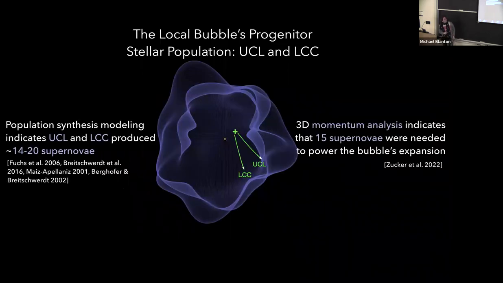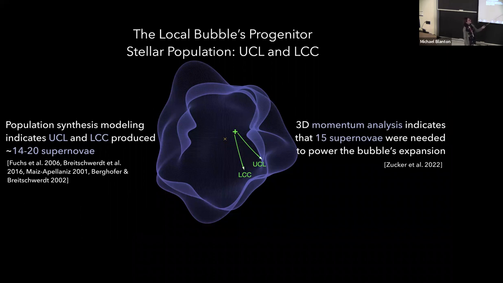Okay, so as I said, we actually think we know the progenitor population for this bubble. These two clusters lie on the edge of the bubble in the present day, but if you trace them back to when the bubble first started forming, they were near the center. Based on their present-day membership, various studies have predicted that they formed between 14 and 20 supernovae since they've been alive.